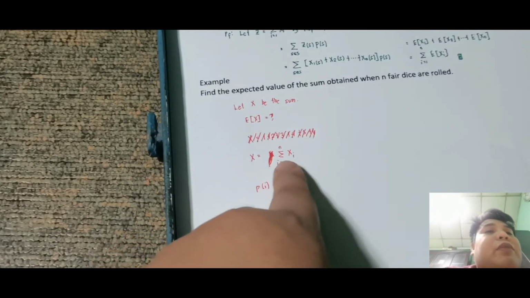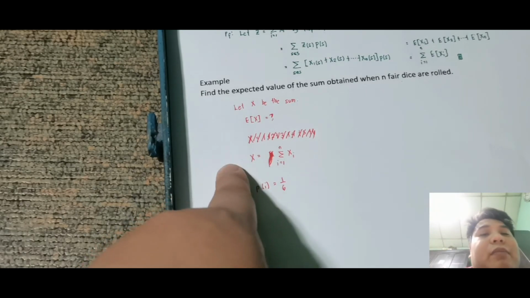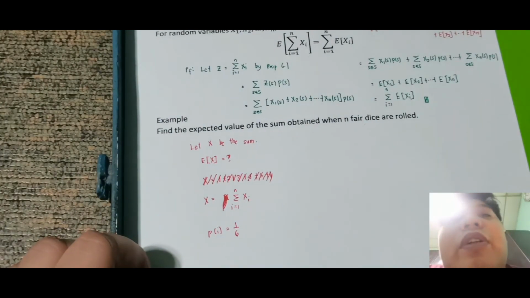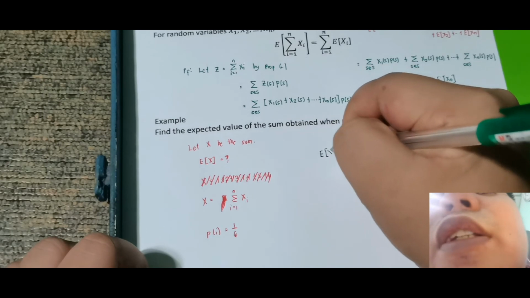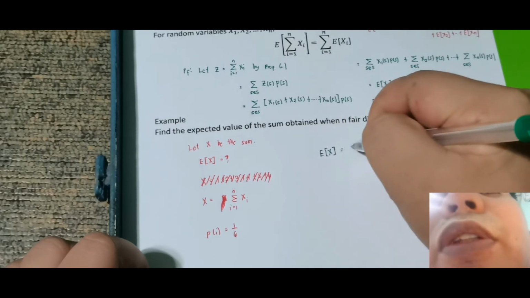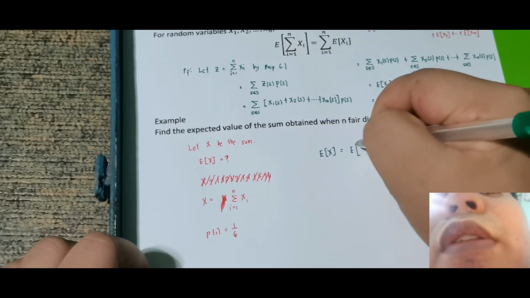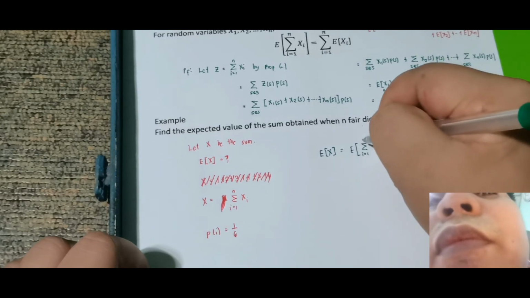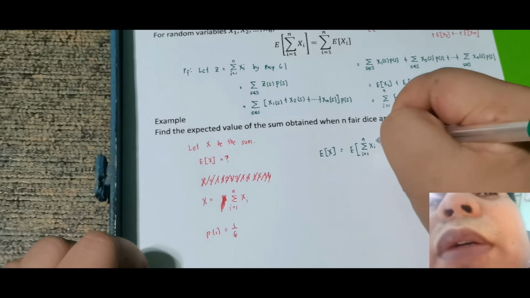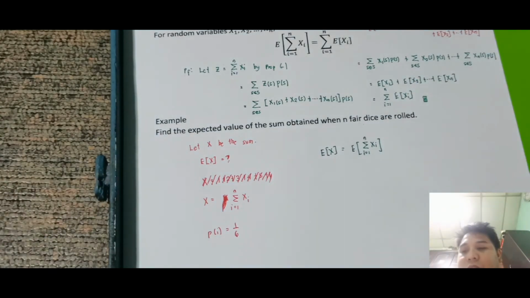Now, kailangan natin computein yung expected value nito. Again, pag kinumpute ko yung expected value ng summation nitong x of I, para makuha ko yung expected value ng x. So pag gusto kong computein expected value ni x, kailangan kong computein expected value ng summation ng I is equal to 1 up to n ng x sub I. Okay, so yan yung kailangan nating computein totally.